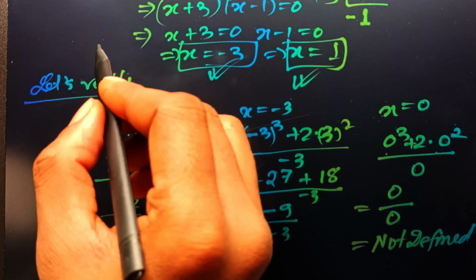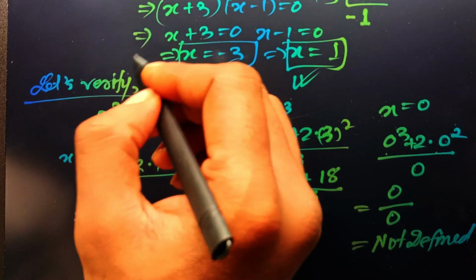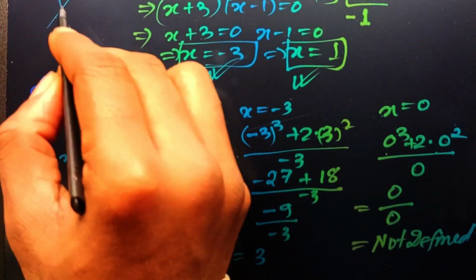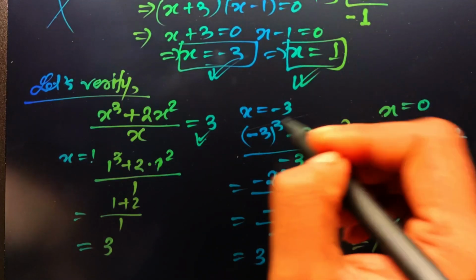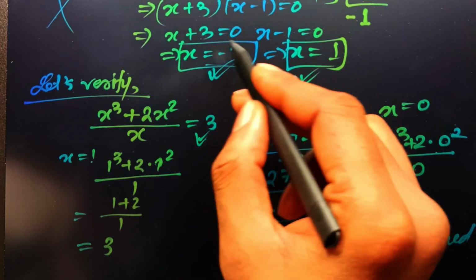It is a fake solution that appeared because we multiplied by x in the first step, but it does not satisfy the original problem, so we have to reject x equals 0. Therefore, the only true solutions for this problem are x equals 1 and x equals negative 3.